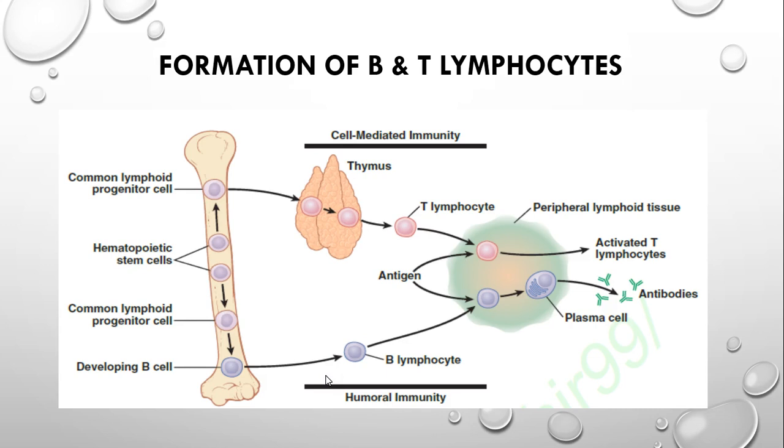The B lymphocytes have greater diversity than the T lymphocytes in forming the billions of antibodies, which have the function of specificity. It means they are specific for specific antigens.